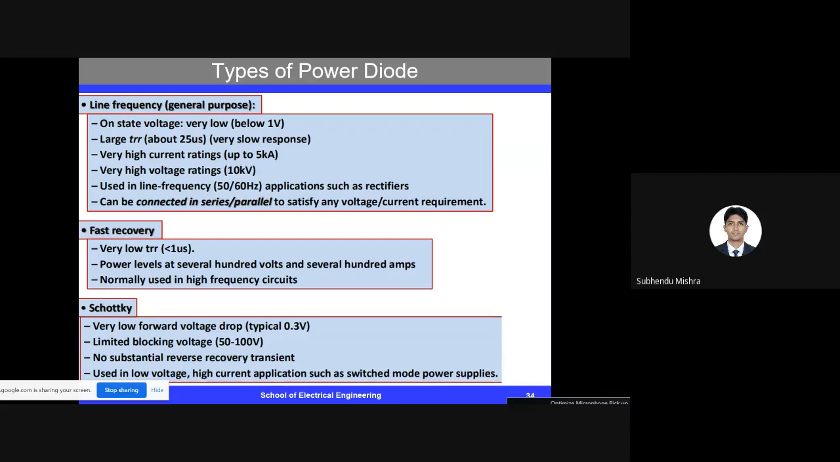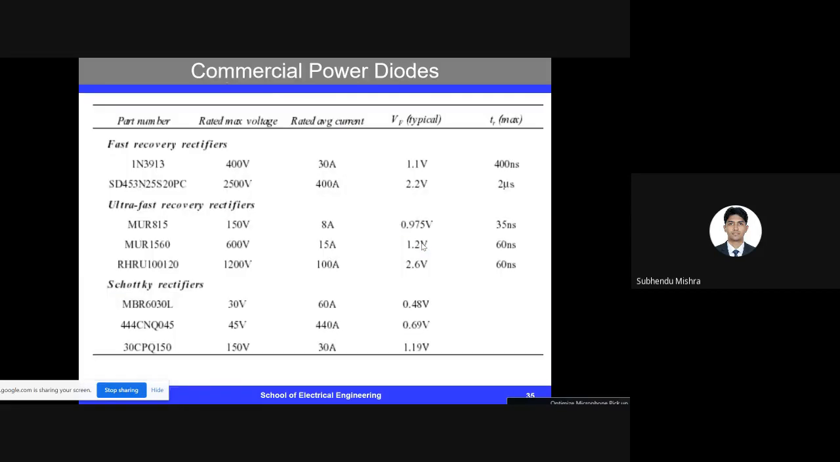Okay, and they are generally used for low voltage high current applications, like the switched mode power supplies, that is UPS. So the UPS converters you have, they use these Schottky diodes. So these are commercial power diodes available. This is showing you the fast recovery diode. Then the maximum voltage 400 volts, 2500 volts, the current rating, VF, typical VF value, and the TR value.